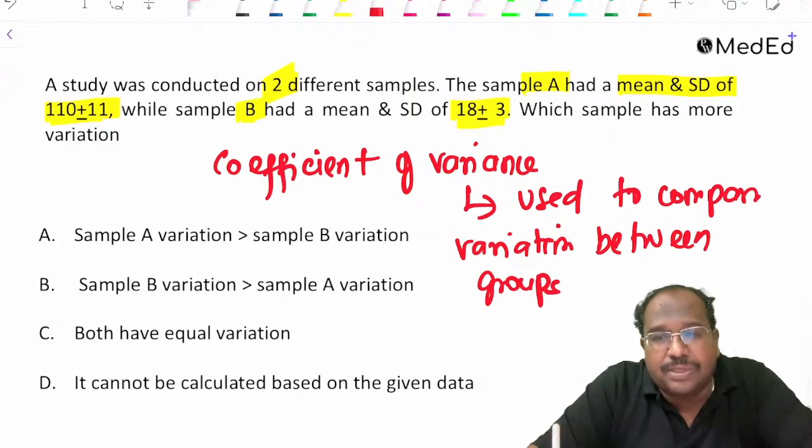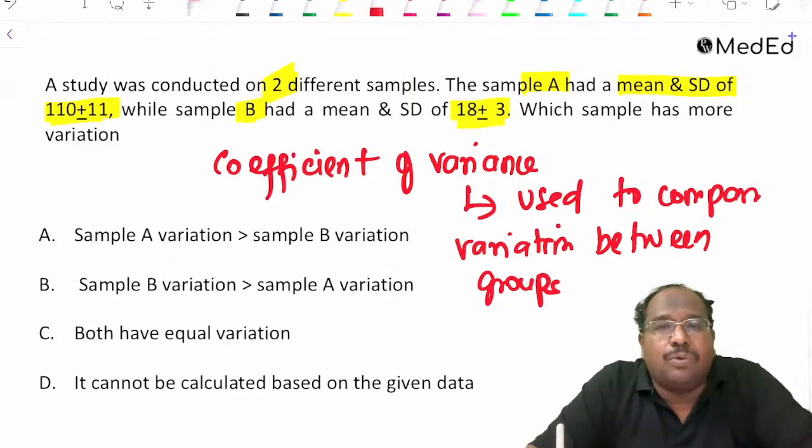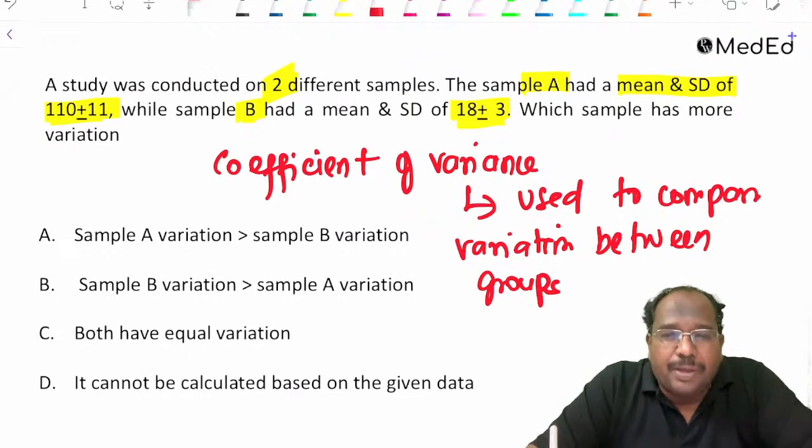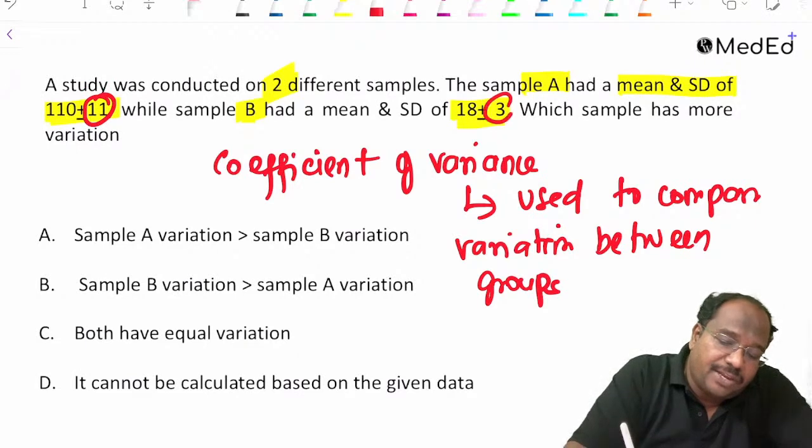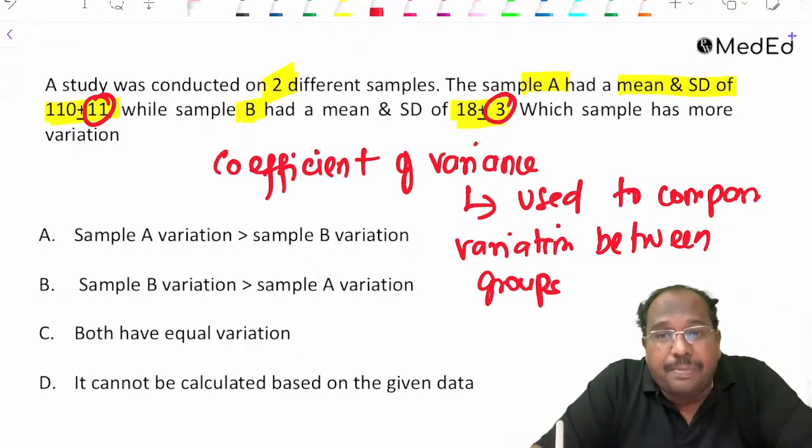So you have two groups, and which group has more variation? Because these are two different sets, maybe height and weight, they come in two different units. Variation here is the standard deviation. Standard deviation is the variation, but with two different units, comparing it directly is practically very difficult.